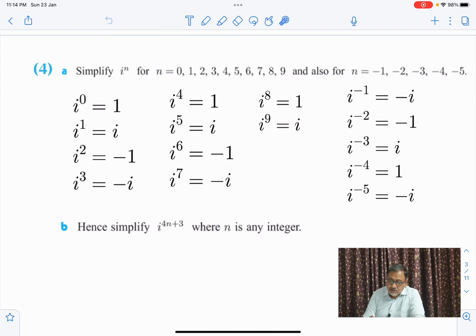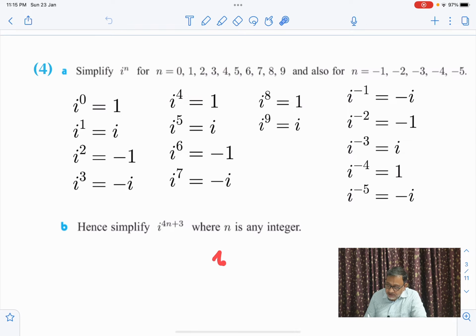Now next example, simplify i to the power n for n is equal to 0, 1, 2, 3, 4, 5, 6, 7, 8, 9. And similarly, negative 1, negative 2, negative 3, negative 4, negative 5. Okay. So this example is given so that your concept of power is clear. So any letter, whether it is i or whatever, to the power 0 is always 1. So therefore i to the power 0 is 1. Then i to the power 1 will remain i, i squared will become minus 1, i cubed as we have seen earlier is negative i, i^4 is 1, this is the most useful power.